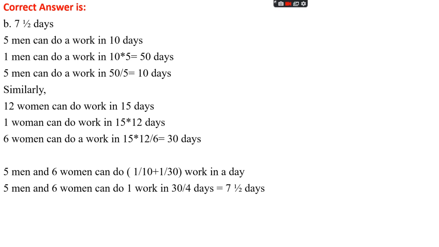It means that 5 men take 10 days to finish the work, while 6 women take 30 days to finish that work. The question asks that 5 men and 6 women work together, so they can do 1 by 10 plus 1 by 30 work in a day, which means that 5 men and 6 women working together can finish the whole work in 30 by 4 days, which is 7.5 days.